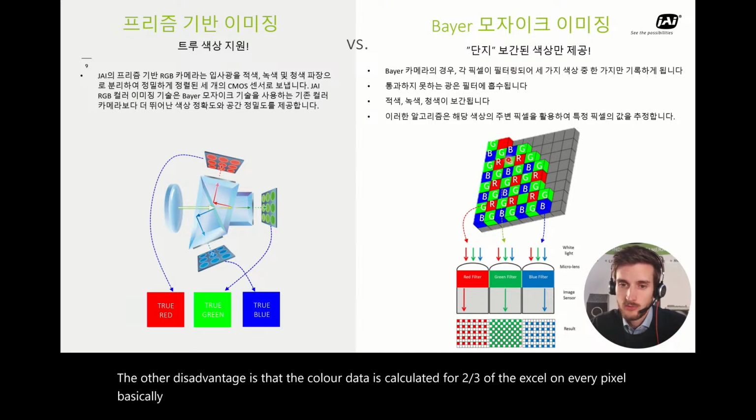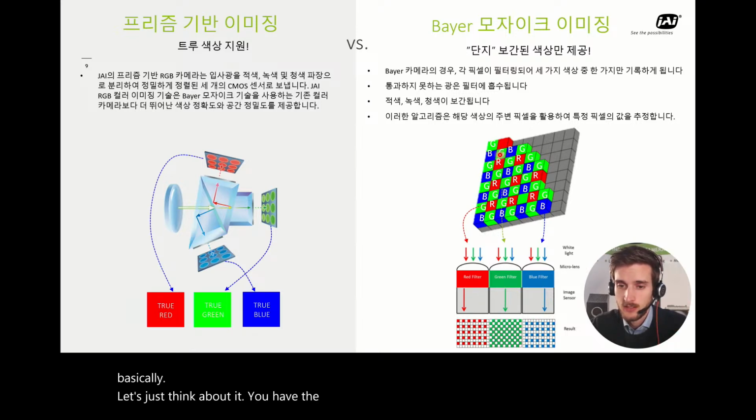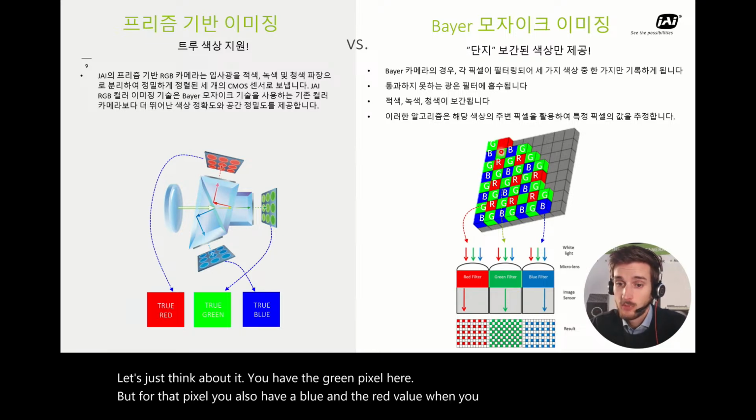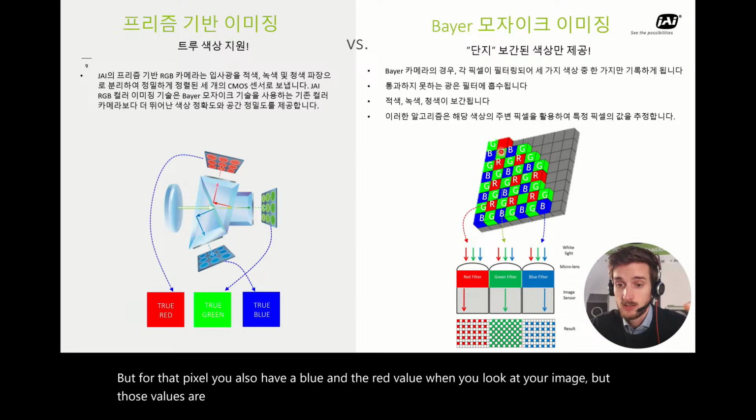So let's just think about it. You have the green pixel here, but for that pixel you also have a blue and the red value when you look at your image. But those values are calculated based on interpolation based on the neighboring pixels.